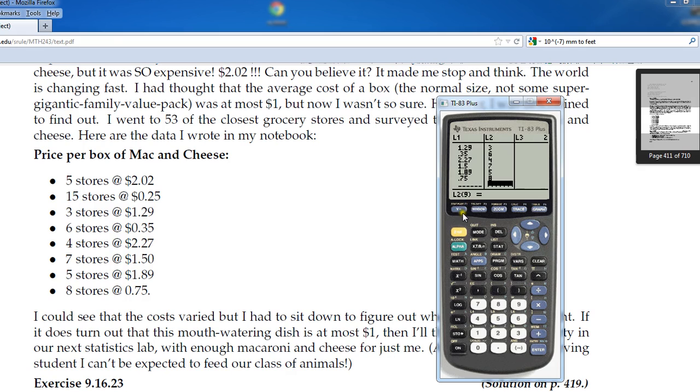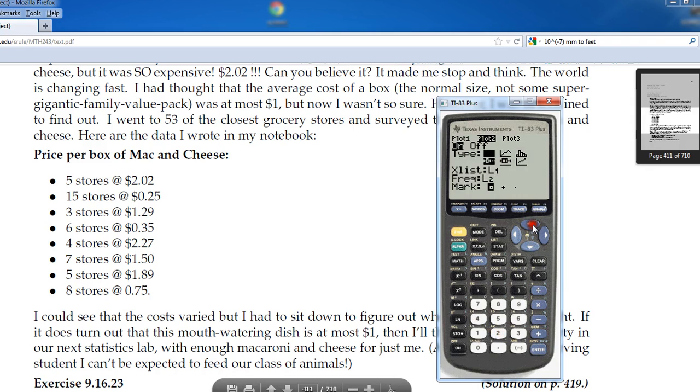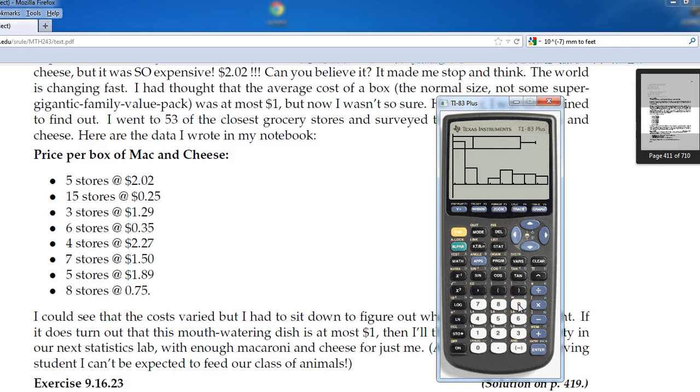I'm going to take a quick peek at the plots just to see if we're even close to symmetric unimodal data. There's our histogram, L1, L2. I'm going to throw a box plot onto these. The $2.02 and 227 cent boxes of mac and cheese are making me a little bit nervous, a little teensy bit nervous. Okay, let's go to zoom stat. All right, there it is. I'm going to clean the window up a little bit.